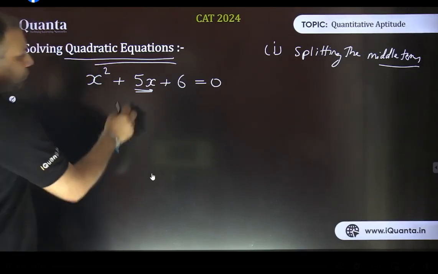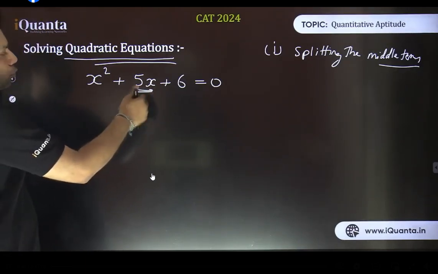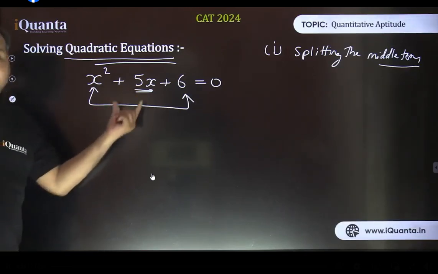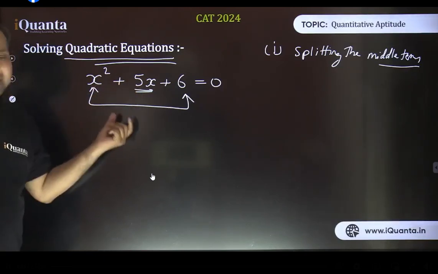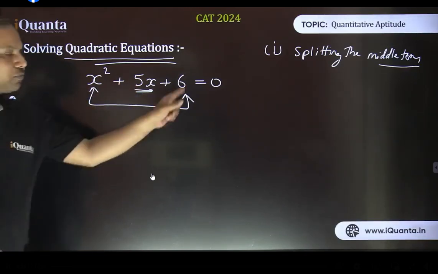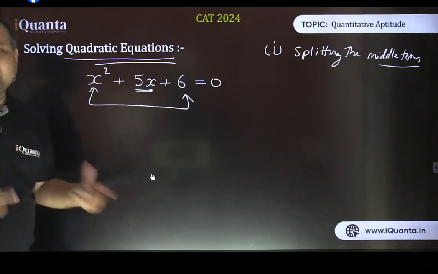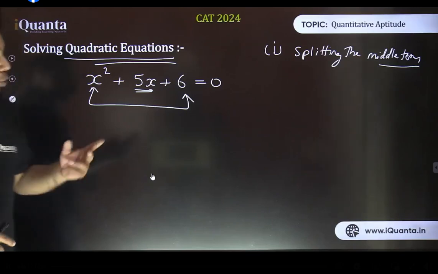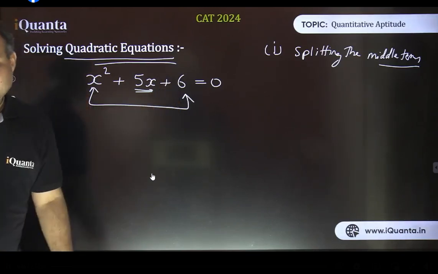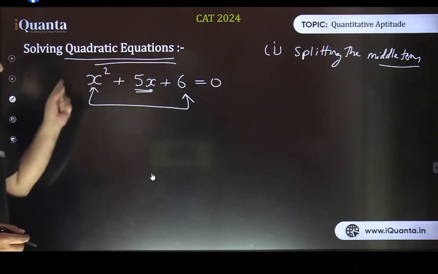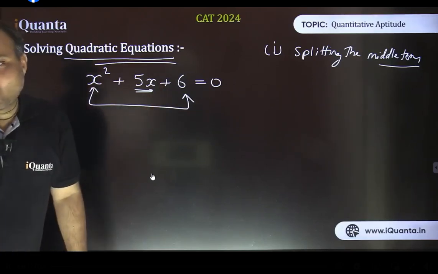So now the way is that we need to split it in 2 parts such that their product comes out to be the product of the first term and last term. I repeat, the product of the 2 parts should be equal to the product of the first and last term. In this case, the product must be 6x square, right? So how should we break 5x in 2 parts whose product becomes 6x square? Yes, 2x and 3x. Exactly, thank you.